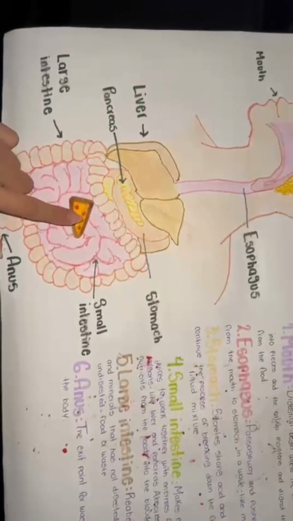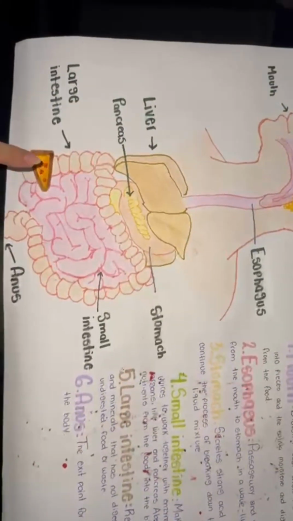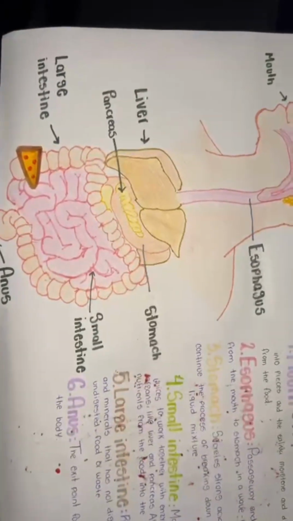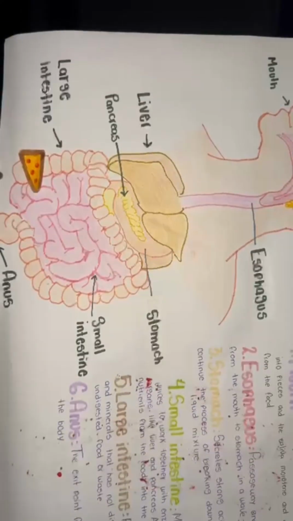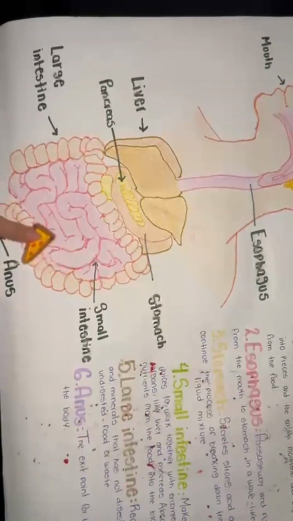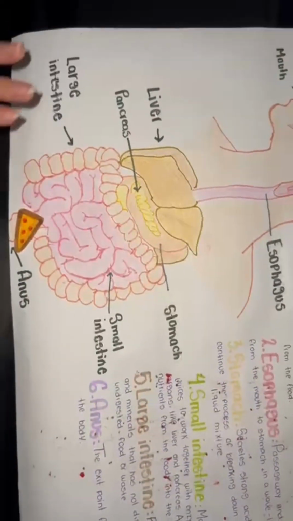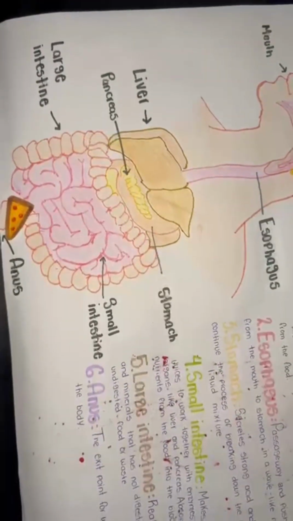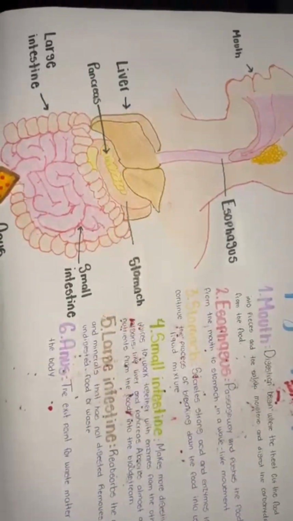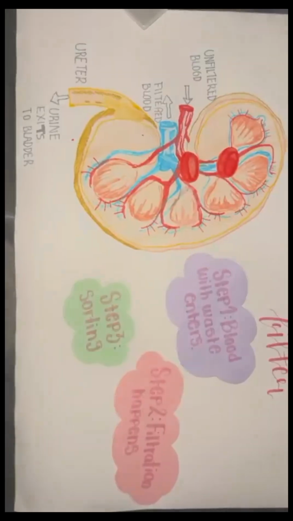Next, it passes through the large intestine, where water is absorbed and feces are formed, until it's finally eliminated through the anus. It goes down like this, and finally it's eliminated through the anus. In this way, thanks to the digestive system, our body obtains the energy and nutrients we need to live.